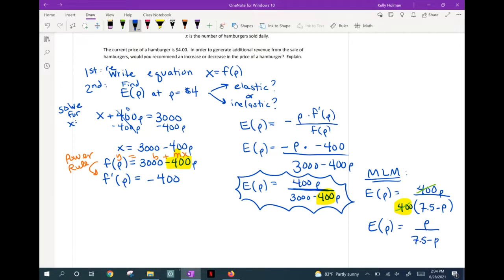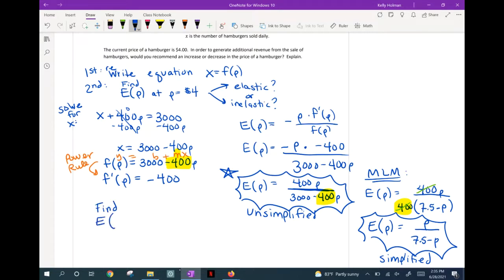And you can use that too if you want. It's just that the chances of you messing up that algebra are pretty high. So I'm just going to use the unsimplified one, and I'd get the exact same answer as if I use the simplified one. It doesn't matter which one you use. So I'm not going to take a chance on the algebra. I'm just going to find E of 4 now. All I need to do is plug $4 into my calculation.